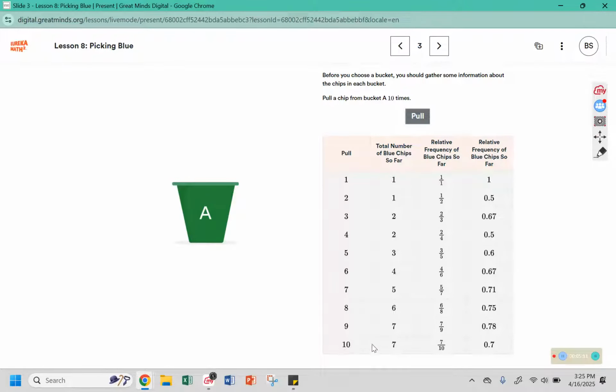Now I see that I have 7 out of the 10 were blue. I know that in one bucket there's the same amount of both, so I would expect in that bucket to get a relative frequency to be about a half, or 0.5. So you may be considering that this bucket has more blue than red, or perhaps it's just the way that our experiment went.